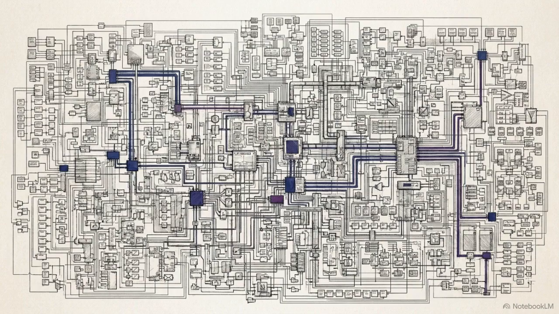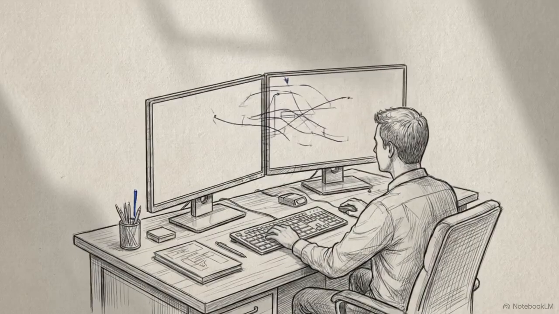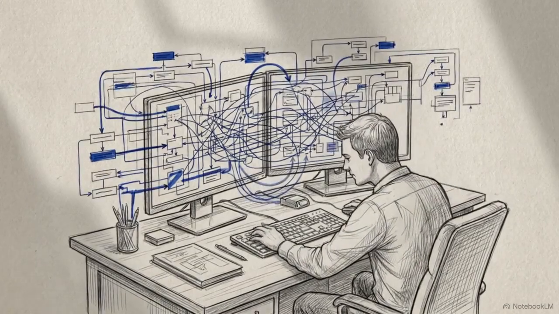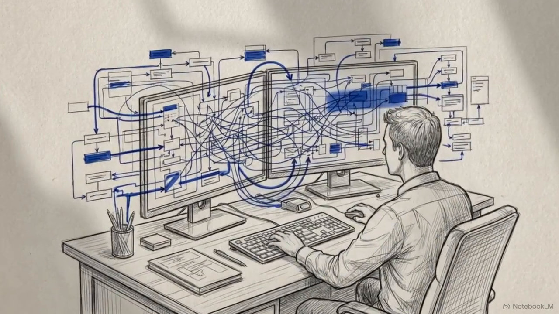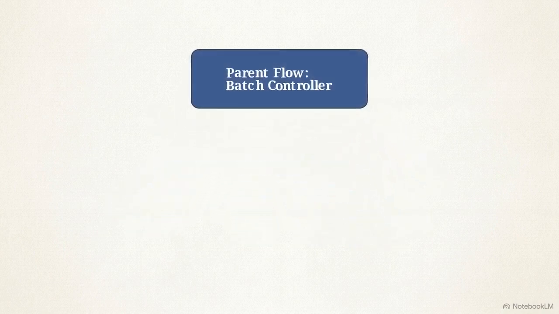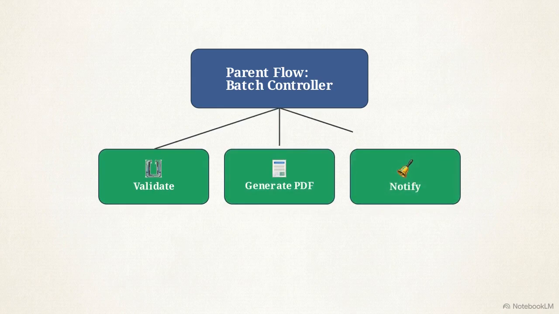As automation requirements grow, developers often build massive, monolithic flows on a single canvas. These are incredibly difficult to troubleshoot and prone to timing out, particularly when complex logic waits on long-running human approvals. To solve this, you decouple the architecture. Here, a central parent flow acts strictly as a batch controller. It retrieves the data and delegates specific tasks to specialized, isolated child flows for validation, document generation, and notifications.